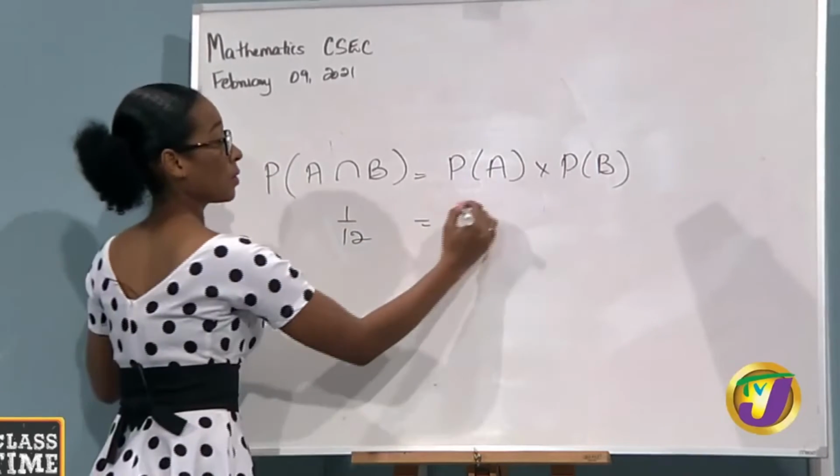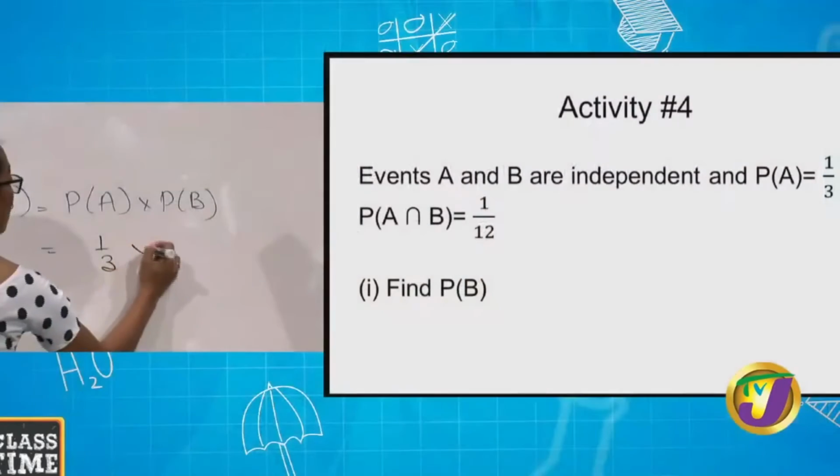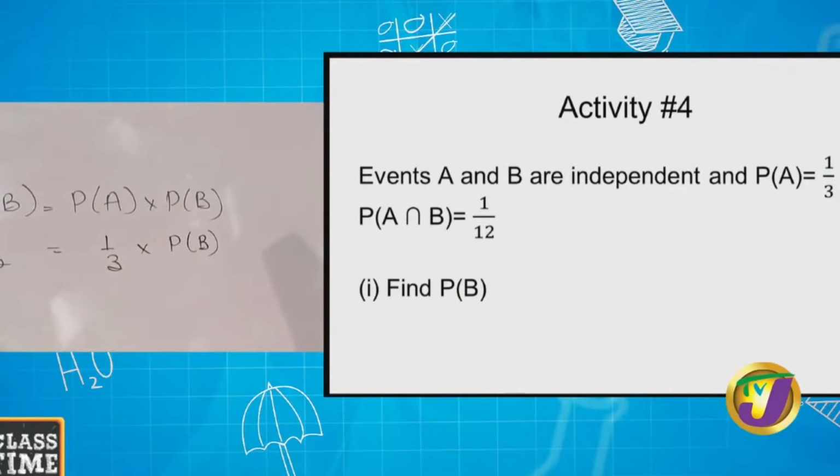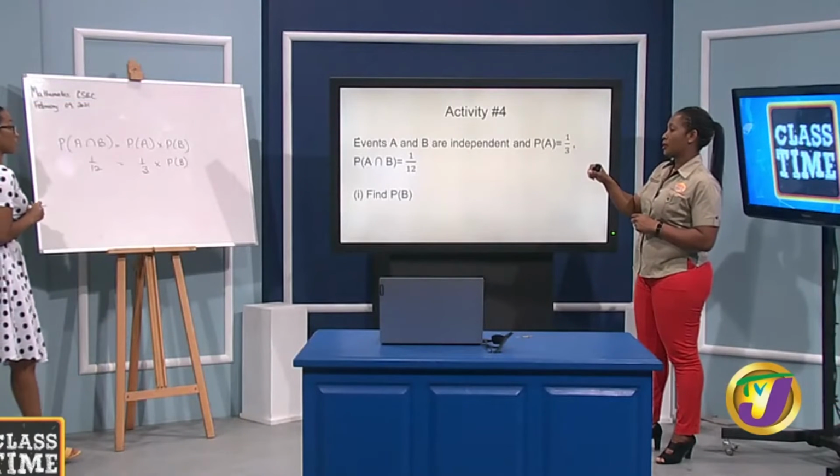I know the probability of A is 1/3. I can put a question mark there, or we can leave it as probability of B. That can work too. All right, so now I would like to find the probability of B. So how are we going to find this? It's being multiplied by 1/3.